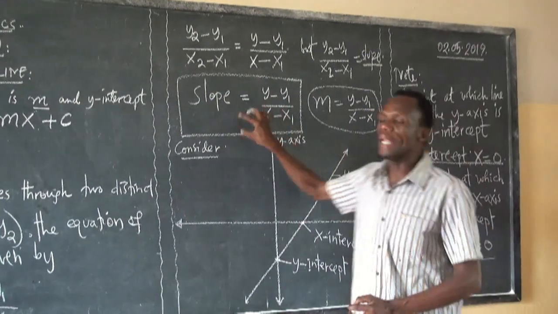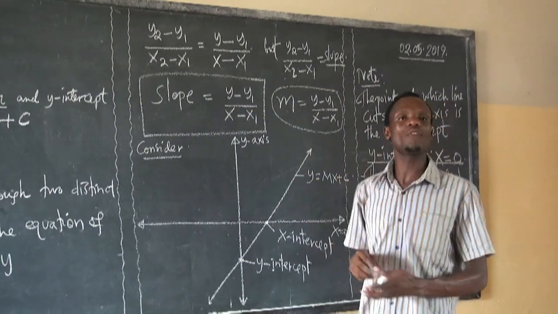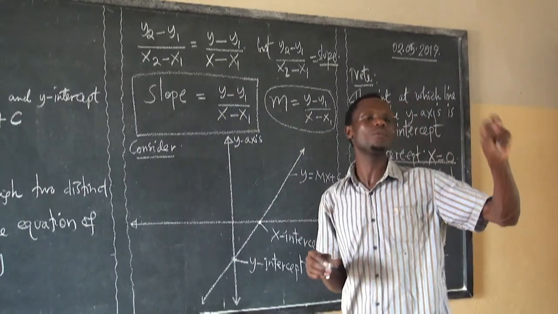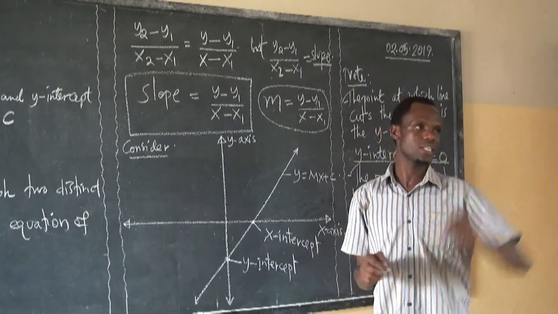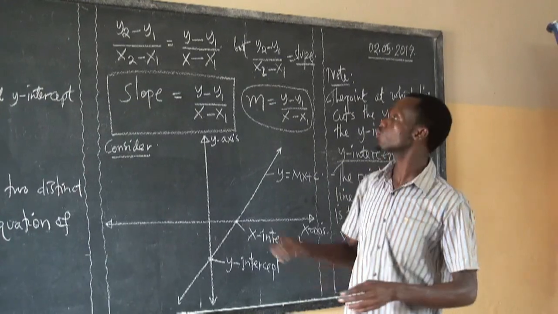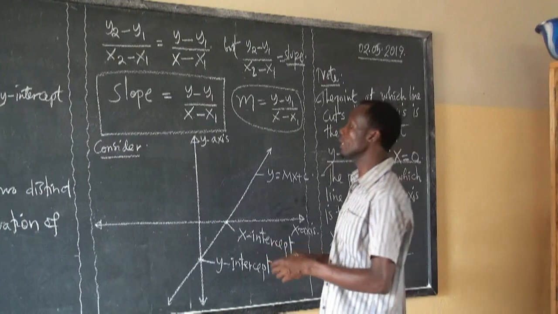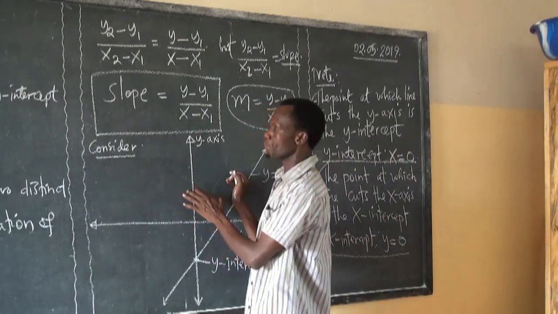Now, to determine the equation, this is the formula. But all in all, first of all, you have to determine the slope of the straight line. After you have got the gradient of the straight line, what next is to use this formula so you can determine the equation. And therefore, from here, I've written a diagram.